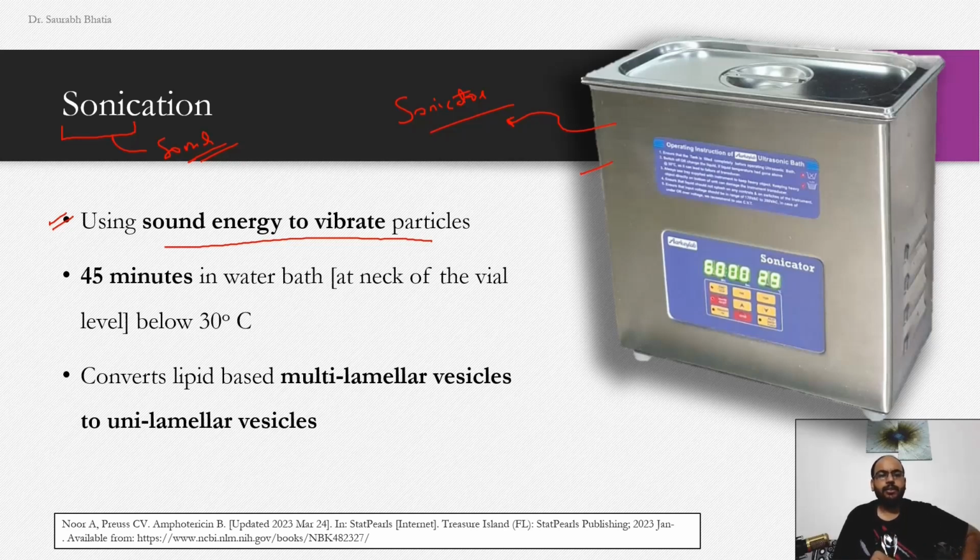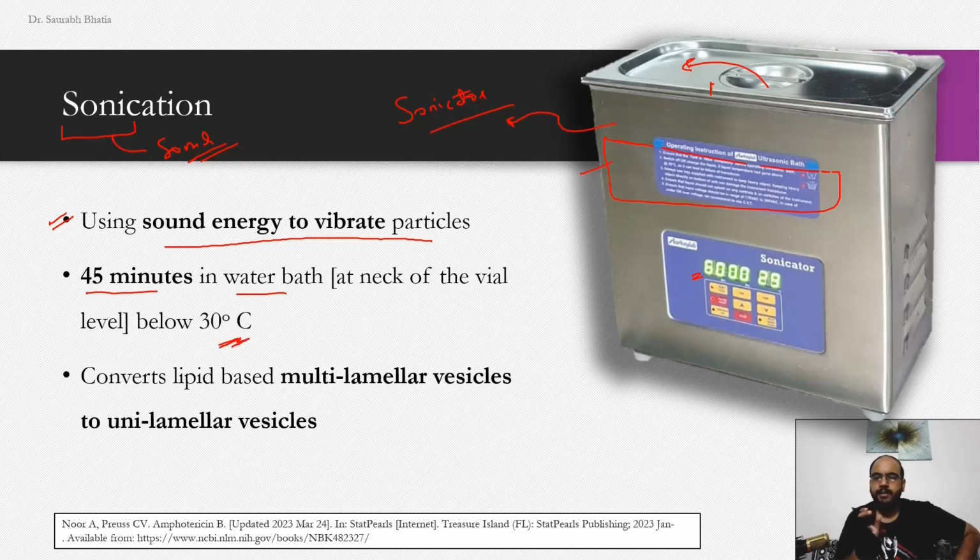Okay, so sonication is done for 45 minutes in a water bath. This sonicator has a lid. You remove this lid, and you will have an empty bath. You fill it with water, put the liposomal amphotericin B vials inside, cover it and set it for 45 minutes at 30 degrees Celsius. Okay, below 30 degrees Celsius.